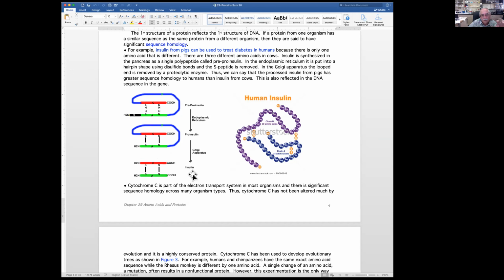So if you are insulin deficient, that could be because of many, many reasons. It could be all the way back in the nucleus. It could also be in the endoplasmic reticulum or in the Golgi apparatus.